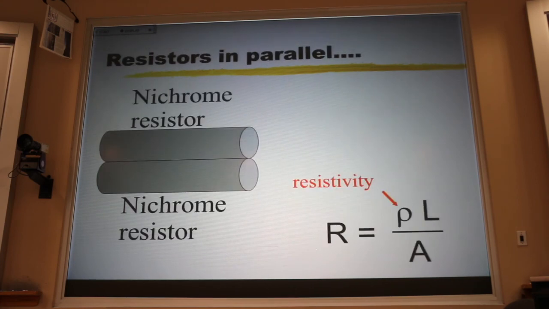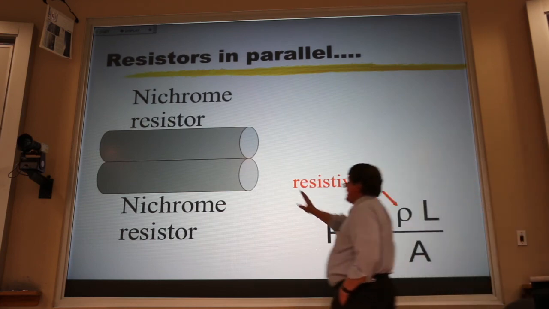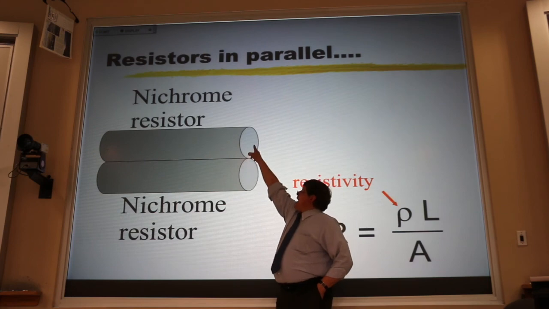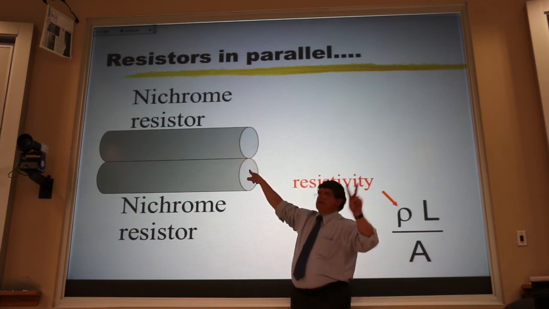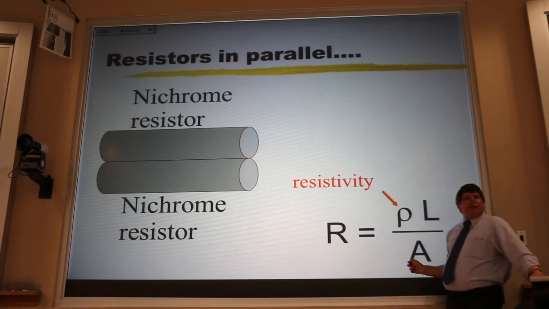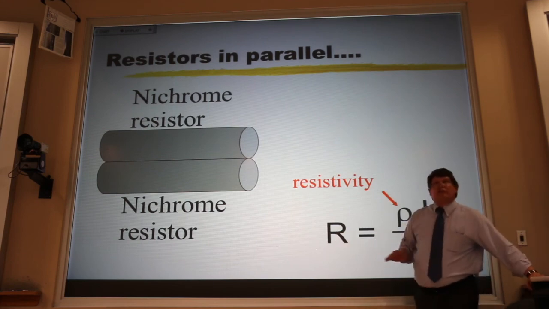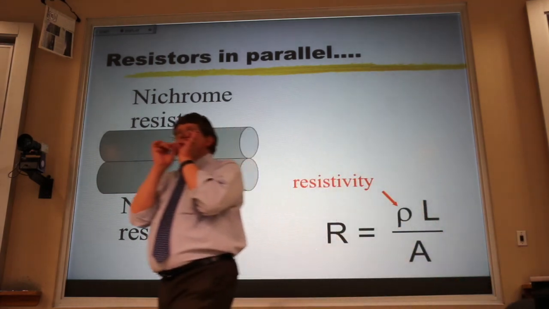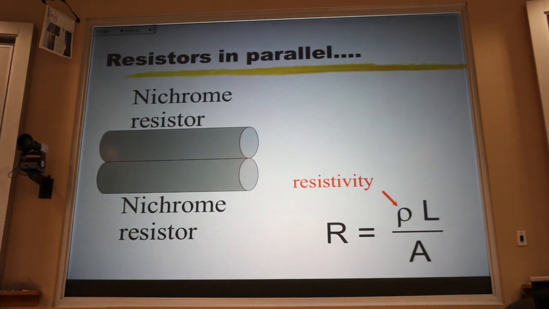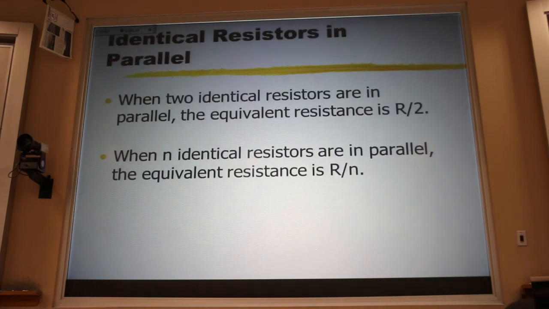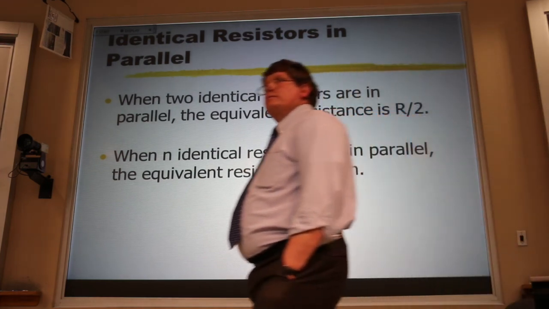Okay, now, here's another way of thinking of it. If I put 2 resistors side by side, I'm doubling the area through which the current can travel. Since the area is in the basement, doubling the area cuts the resistance in half. That's like taking those 2 straws, putting them side by side, and blowing through them. It's easy to get the air to go through those straws, because now it acts like a big fat straw. Okay. Now here's the rule. When 2 identical resistors are in parallel, the equivalent resistance that you replace them with is R over 2.